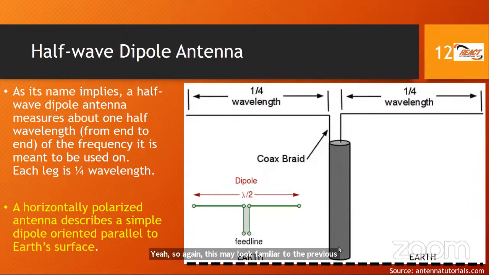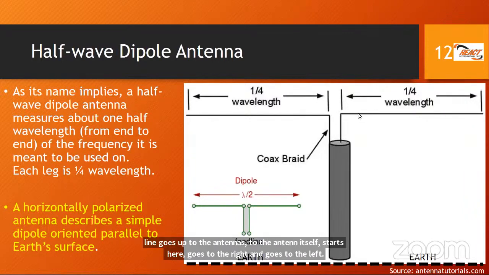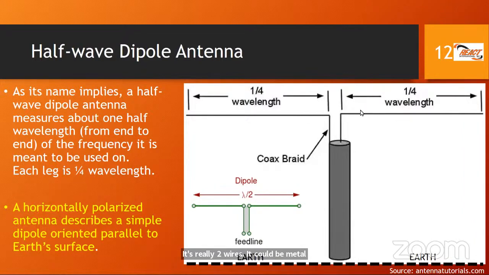You will see here that we have what is called the feed line. You'll see we represent Earth here. Our feed line goes up to the antenna. The antenna itself starts here, goes to the right and goes to the left. It's really two wires. It could be metal rods as well, but for antennas we're talking about metals. So metal wire off to the left and off to the right. And we are trying to transmit on this antenna. This is our feed line that goes to our radio. We're trying to get our radio signal through this feed line to the antenna.